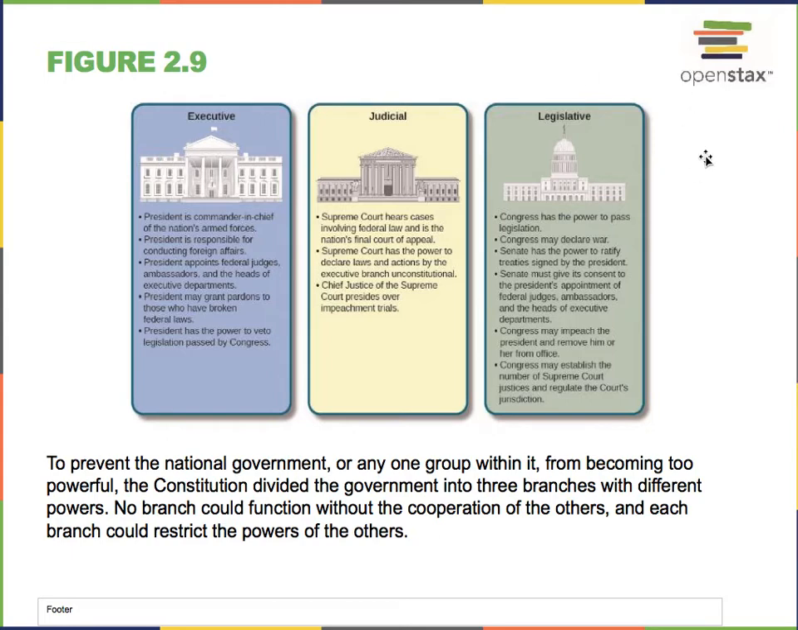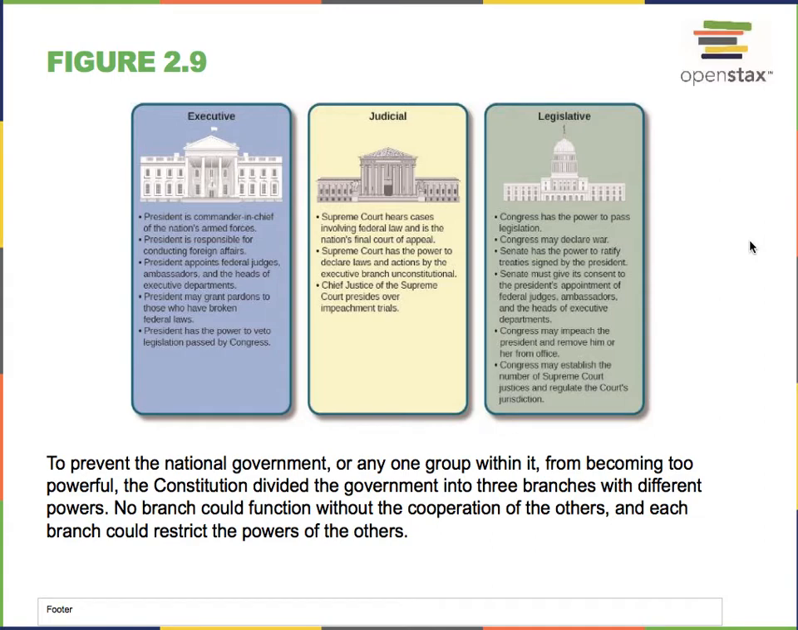What about the legislative? We're talking about Congress here. It has the power to pass legislation. It may declare war. The Senate has the power to ratify treaties signed by the president. Keep in mind the Senate, largely the idea of the New Jersey plan. The Senate must also give its consent to the president's appointment of federal judges, ambassadors, and heads of executive departments. So the president can appoint people to those, but they must be confirmed in the Senate. Congress may impeach the president and remove him or her from office. So legislators have a check on the executives in terms of their appointees and impeachment.